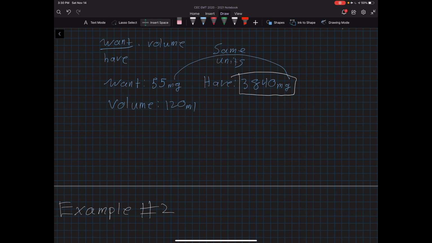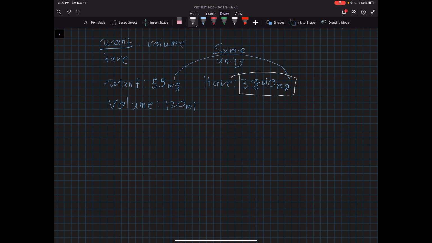So then we set up our equation super easy. Okay. Want over have times volume. So it's 55 milligrams over 3840 milligrams times 120 milliliters. We know this is the correct way because we wind up with a unit in milliliters, which is what we're wanting to draw up, a volume. So our milligrams cancel. We are left with mLs. And when you divide 55 by 3840, and you multiply that by 120, you wind up with 1.72, and I rounded to 2 decimal places, 1.72 milliliters. This is how much you're going to draw up.